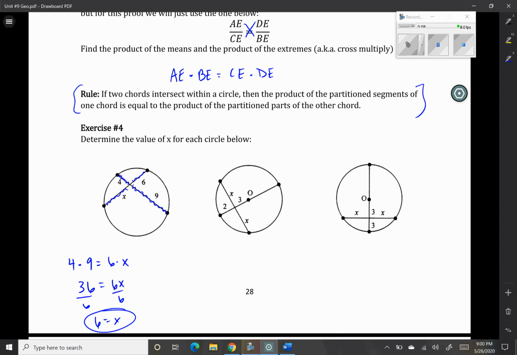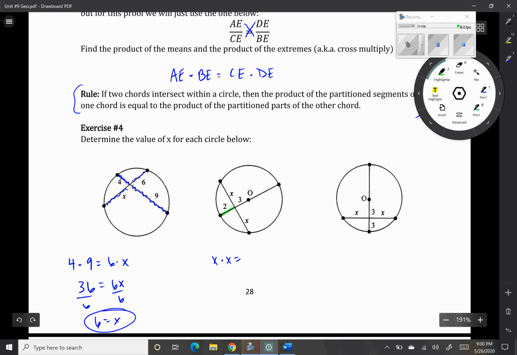The next one's a little bit more challenging. So let's take a look at this chord here first, the one that has the x's. So each part of this chord is x and x. So I could say x times x. Now, if you look, the two pieces of this chord, I'll use highlighters here so you can see it a little bit better. I have one piece here, which I'll highlight in green, and I have this piece here, which I'll highlight in purple.